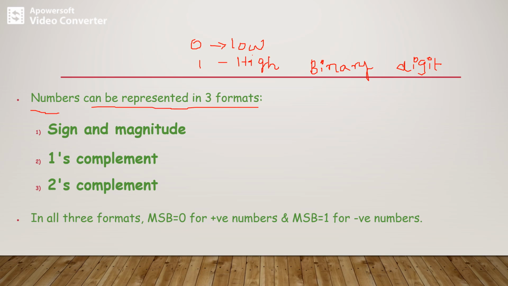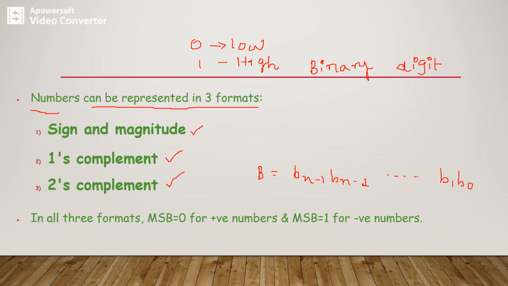The first format is sign and magnitude. The second format is ones complement method, and the third format is twos complement method. In all three formats, the MSB is 0 for a positive number and 1 for a negative number. So in general, we can represent any n-bit binary vector as b equal to bn minus 1, bn minus 2 and so on, b1, b0.